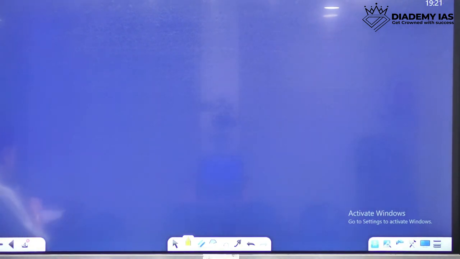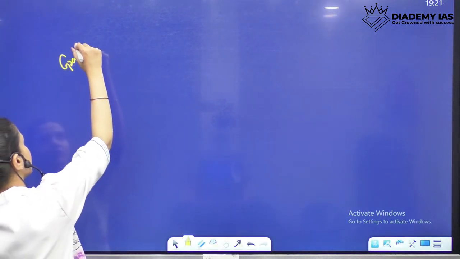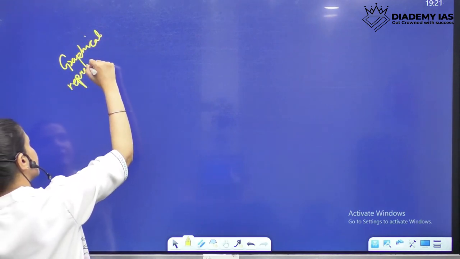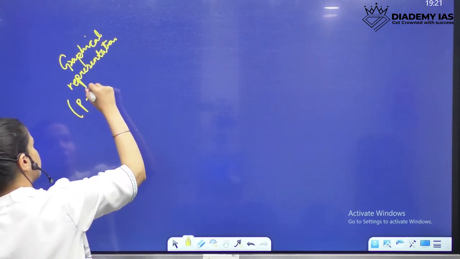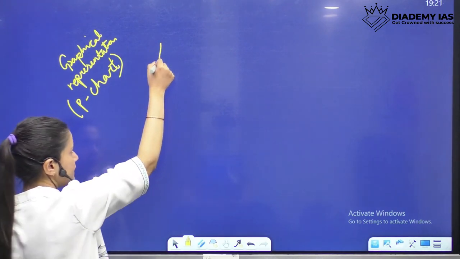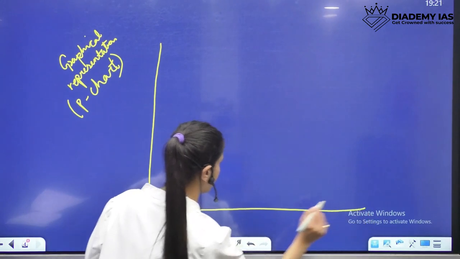Okay, let me use what we have calculated and try to draw the graph diagram. If you clearly remember, let's do the graphical representation. Graphical representation for the P chart. See, this is very, very important. Why? Because this is going to help you in finding out whether the process is in control or not.